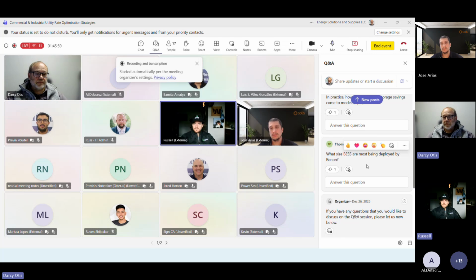Cool. I think there's a second one there, Russell, on just the what size? Yeah, and what size BESS? So just to read the question aloud, what size battery energy storage solutions are most being deployed by Renon? I will say Renon has a very wide suite of products. We have everything down to 5 kilowatt hours for residential to the megawatt hour scale, 5 megawatt plus.